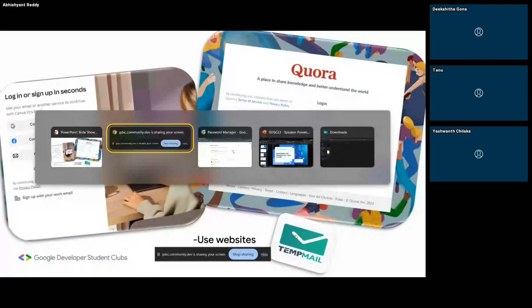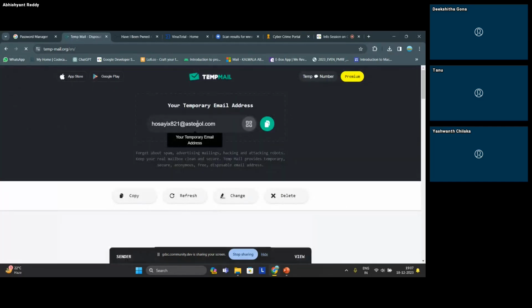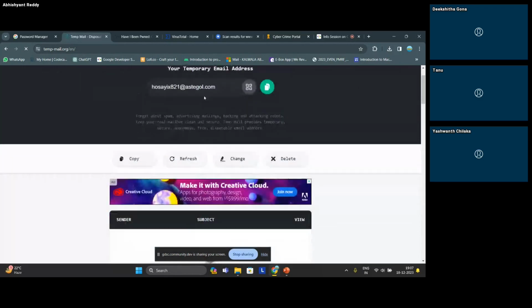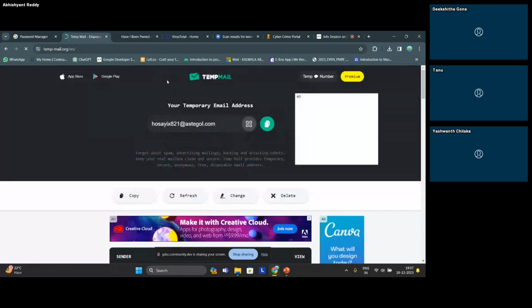Let me just show you. So this is an example of TempMail. What it does is it creates a temporary email address, and just a second, it's loading. Okay, this is my temporary email address. I don't know which mail it is. So you can just copy this, go to that website and log in with it.